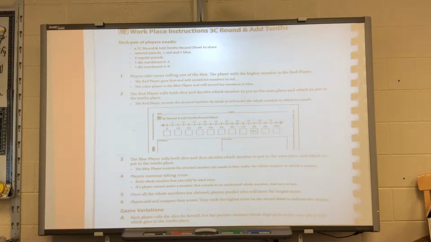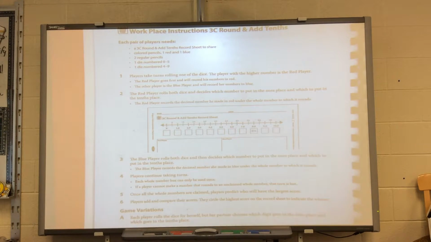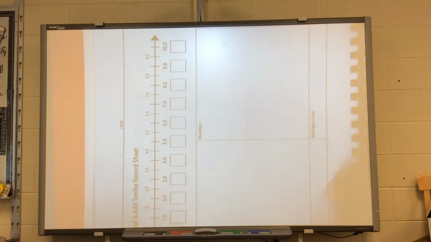You need regular pencils, and then you need 1 dice that is 0 to 5 and another dice that is 4 to 9. Okay? Players take turns rolling the dice, and the player with the higher dice number is the one that goes first.